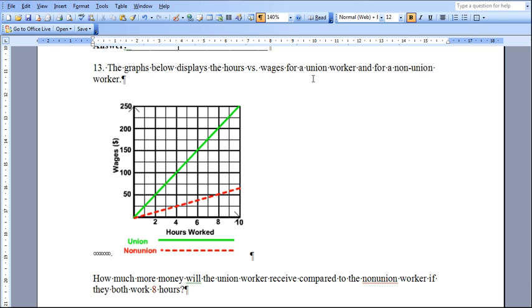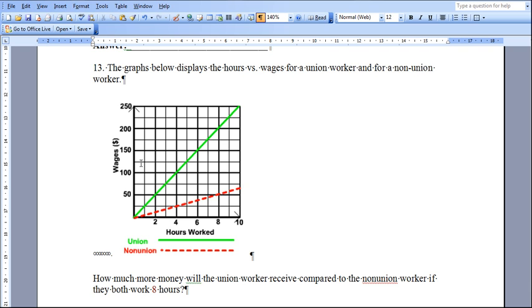And we don't really have to know what a union worker is, but the union worker is the green line here. This describes how much money he or she earns, and the non-union worker is the red one right here. So what is the question? How much more money will the union worker receive compared to the non-union worker if they both work 8 hours?